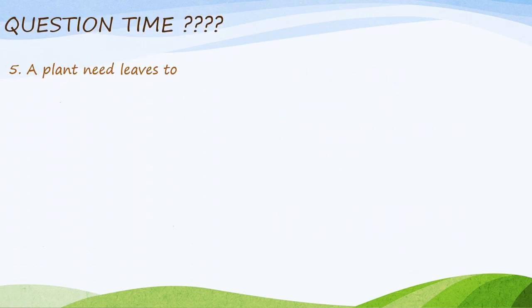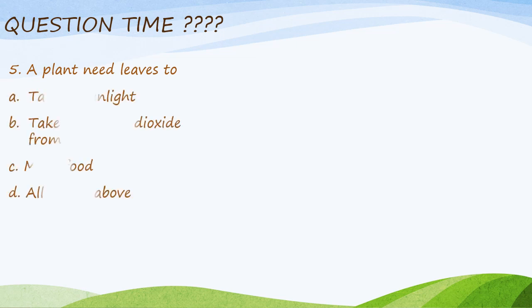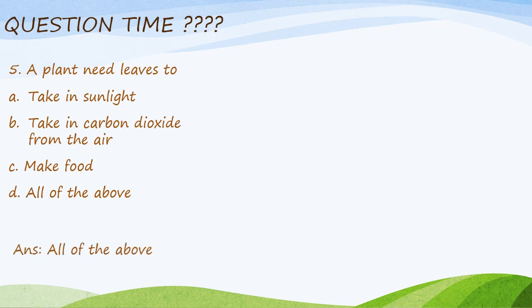Question number 5. A plant needs leaves to take in sunlight, take in carbon dioxide from the air, make food, all of the above. A plant needs leaves to take in everything, that is, take in sunlight, take in carbon dioxide from the air, make food, right? All these things are needed for making food, or a plant needs leaves to prepare food, right?